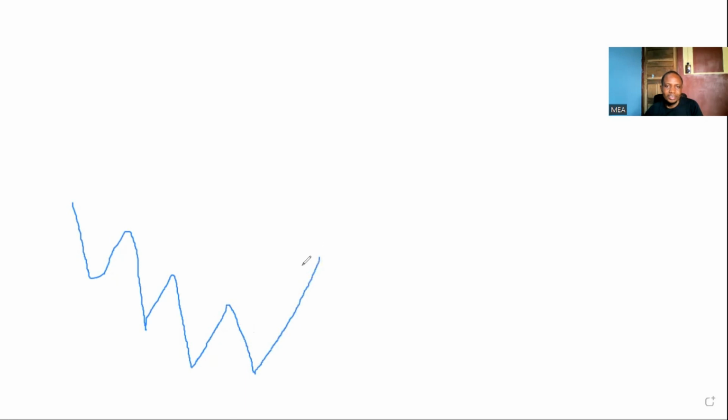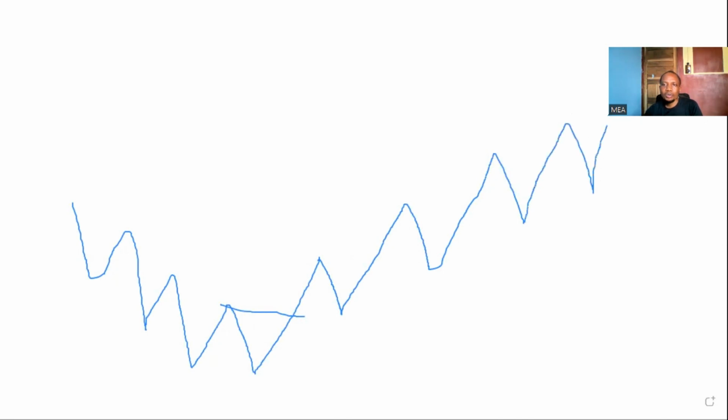You can see this low has been taken out. Then what will it do? A lower low, then a lower high. A lower low, then a lower high. A lower low, then a lower high. A lower low, then a lower high. So this is what we call what? Forgive my drawings, but this is what we call what?